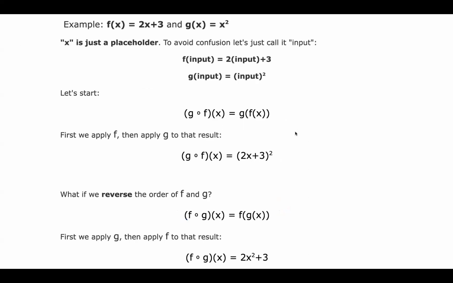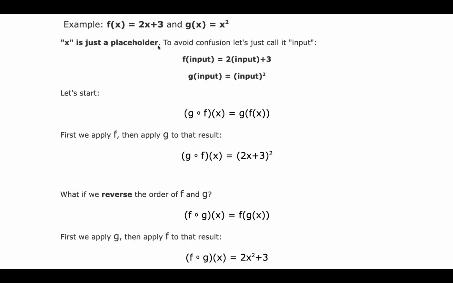Then again here is the example: f of x is equal to 2x plus 3 and g of x is equal to x square. Okay, two functions are given, f of x is 2x plus 3 and g of x is x square.